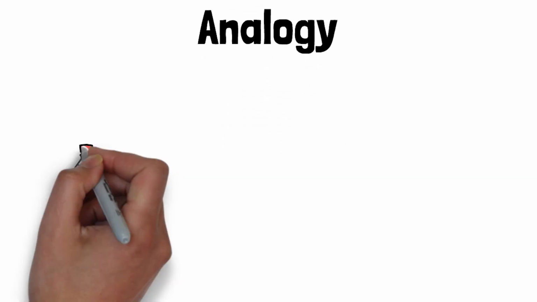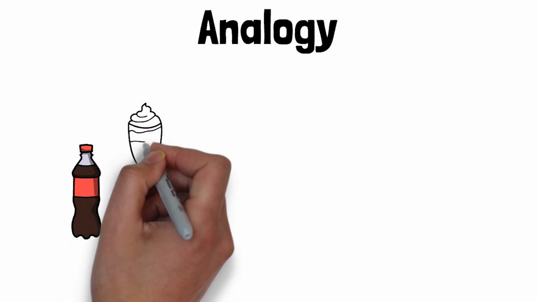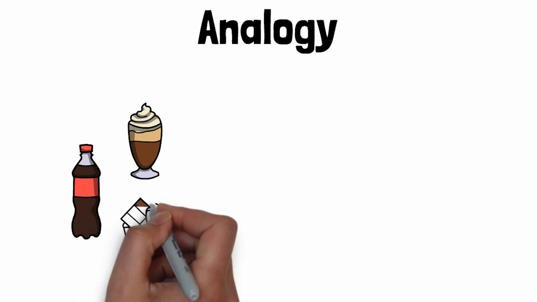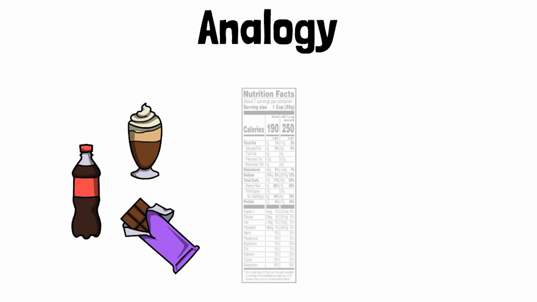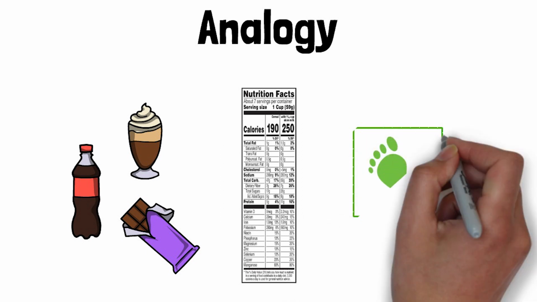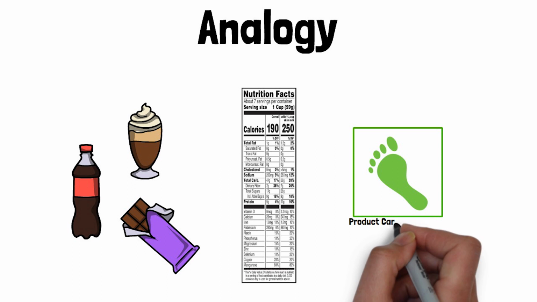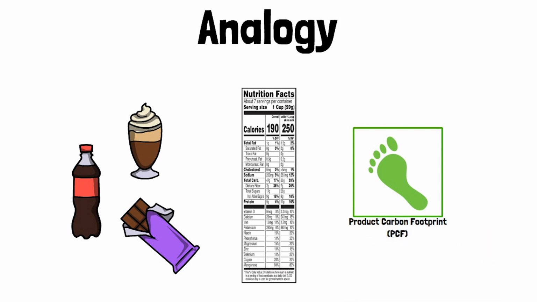So, let's say we need to manage our sugar intake, like a diabetic, analogous to how a company needs to manage its carbon output. We need to have accurate sugar information for everything eaten. How do we track that information? Nutritional fact labels that are disclosed with foods. Carbon now has an equivalent of this called a product carbon footprint, or PCF, that will soon be available for a wide range of products.